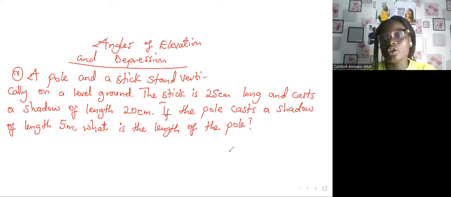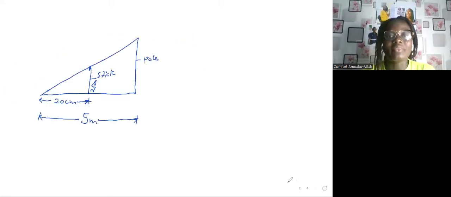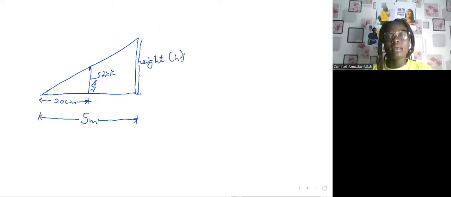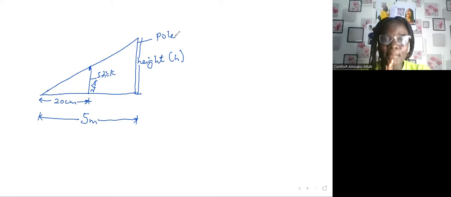What is the length of the pole? So from our diagram, they are asking us to find the height of the pole. So this is the height of our pole. Let's erase this. Okay, good. So the height is what we are looking for. What is the height of the pole? Excellent. So you can label this as the pole. You already know it. Now this is our diagram. How do we find the height of the pole?